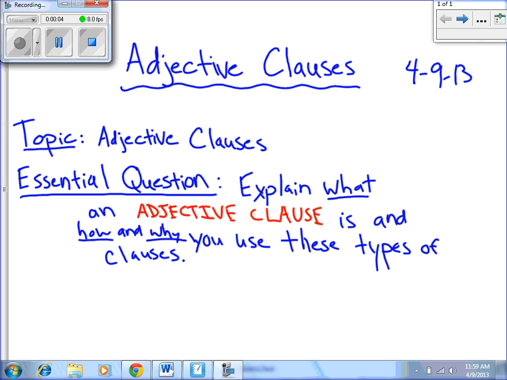Practicing adjective clauses. First, please make sure that on your Cornell notes, you write adjective clauses for your topic. And for your essential question, please write, explain what an adjective clause is and how and why you use these types of clauses.